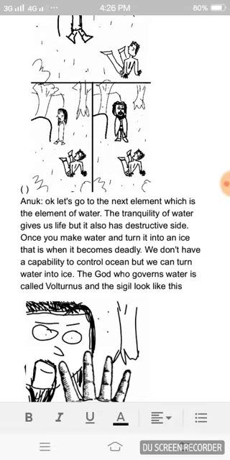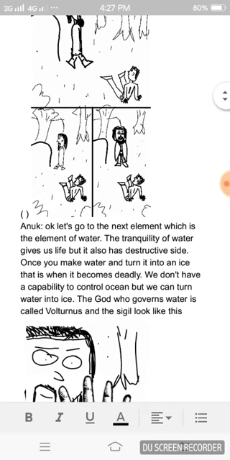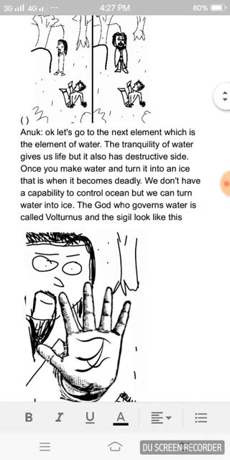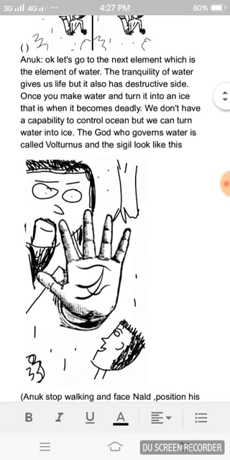Okay, let's go to the next element, which is the element of water. The tranquility of water gives us life, but it also has a destructive side. Once you have the water and turn it into ice, that is when it becomes deadly. We don't have the capability to control the ocean, but we can turn water into ice. The god who governs water is called Volturnus, and the sigil looks like this.